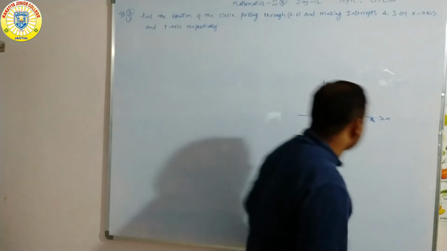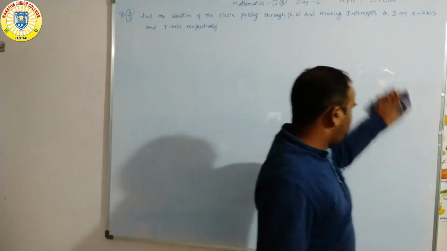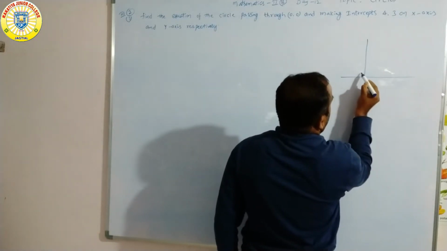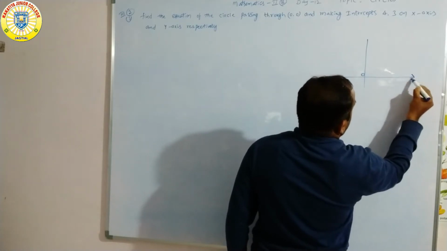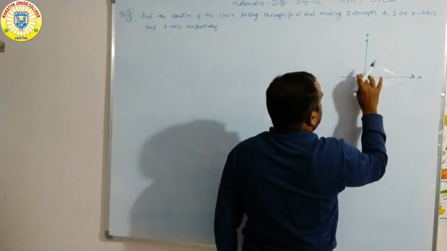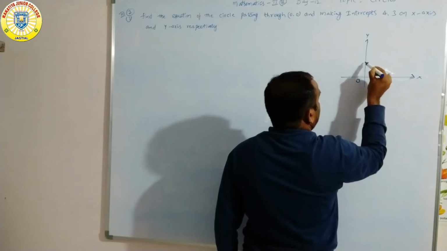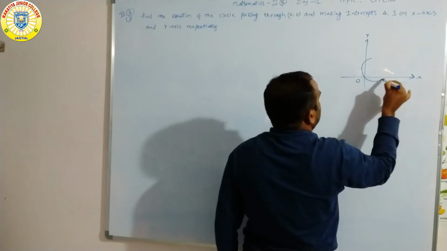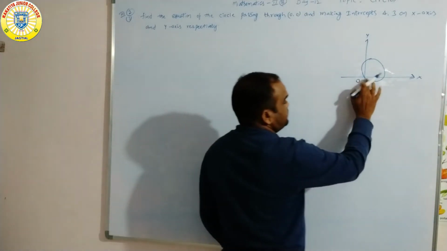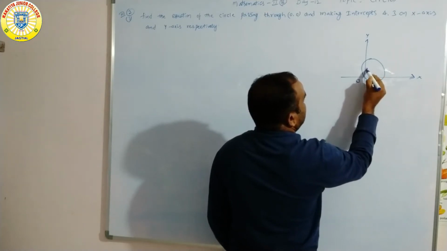But this is the common circle, and the circle passing through which point? (0, 0). See here, like this one. This is the coordinate system, the origin. This is the x-axis. This is the y-axis. The required circle passes through the origin, making x-intercept and y-intercept. The x-intercept is 4. The y-intercept is 3.